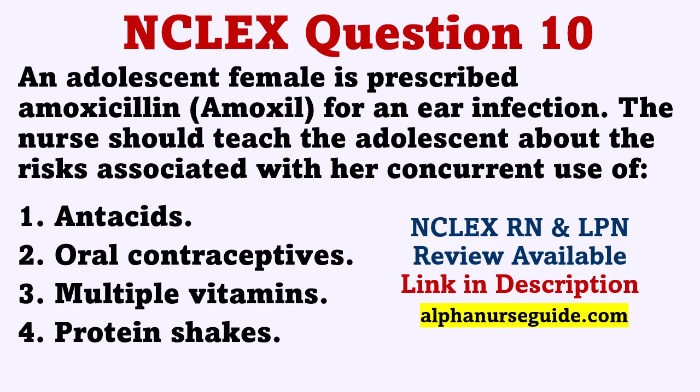When a person is taking amoxicillin as well as an oral contraceptive, it renders the contraceptive less effective. Because pregnancy can occur in such a situation, the nurse should advise the client to use additional means of birth control during the time she is taking the antibiotic. There are no risks associated with the concurrent use of amoxicillin and antacids, vitamins, or protein shakes.